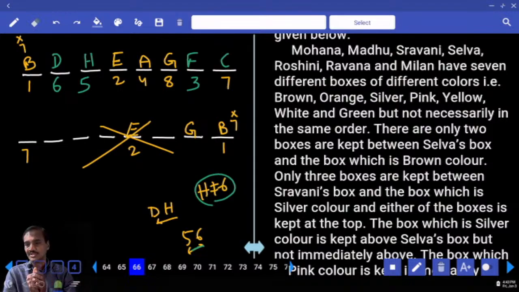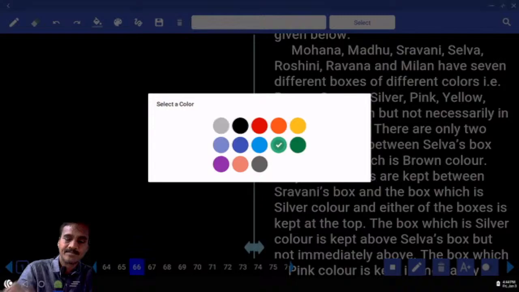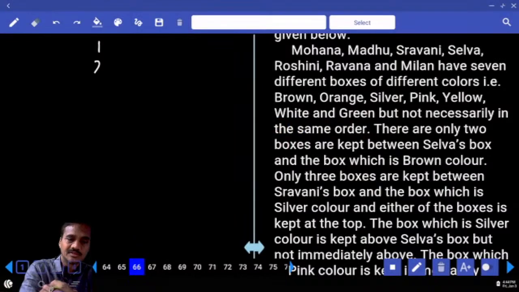And only 3 boxes between Shravani and the box which is silver, and either of the boxes, one is at the top. From here we need to write the possibilities. Now you need to take the numbering. Why are we writing the numbering here? Because one of the positions is clearly given.